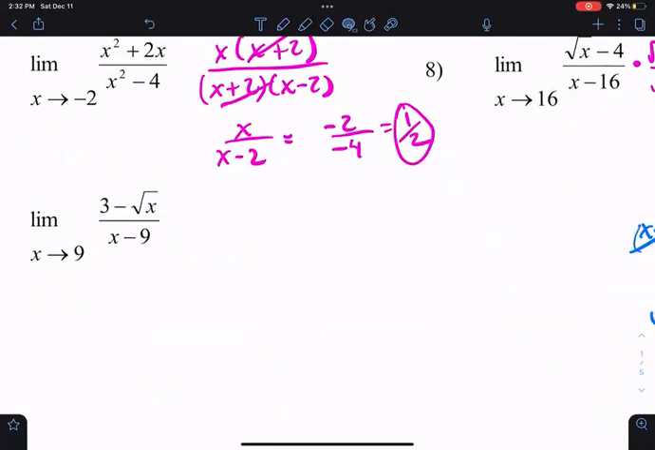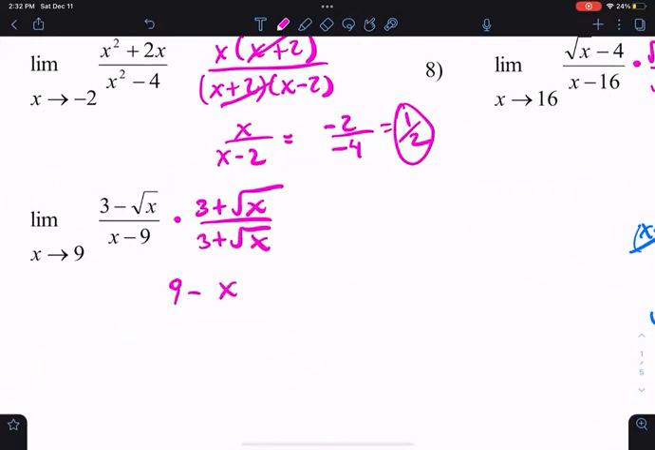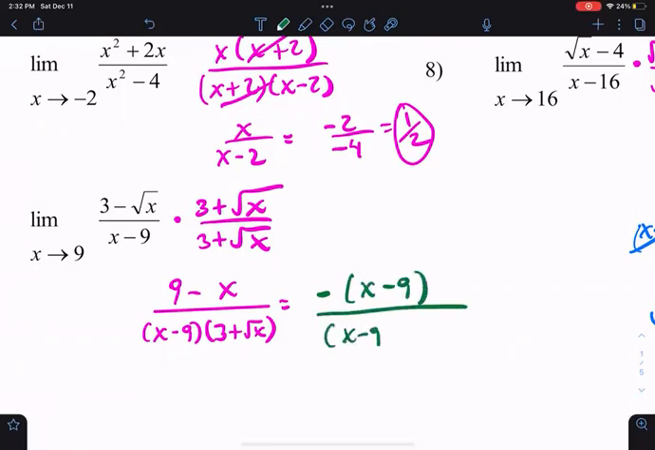Let's see. Here, the same thing. I need to rationalize it. So this is going to be 9 minus x over, here I can just leave it like this, x minus 9, 3 plus the square root of x. But you can do some algebra on the numerator. If you factor the -1, you get x minus 9, and you get x minus 9, 3 plus square root of x, cancel, cancel. So this is going to be -1 over 3 plus the square root of x.